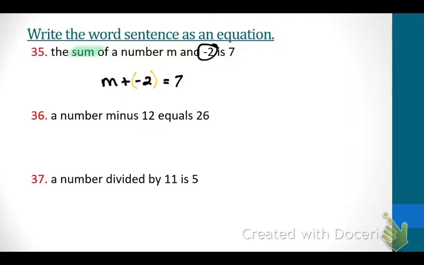Anson, a number minus 12 equals 26. What did you write? X minus 12 equals 26. Fantastic. Let's go to the next one. Brandon, a number divided by 11 is 5. X, that fraction sign, 11 equals 5. Very good, okay? So he remembered when we have divide by, we want to use a fraction bar.